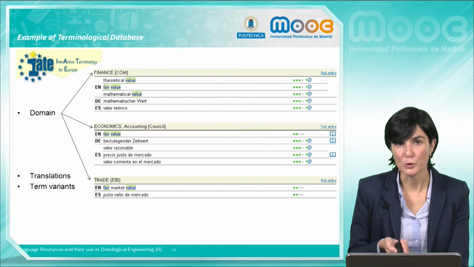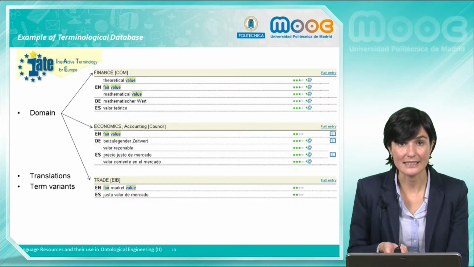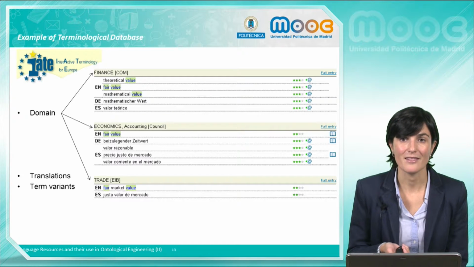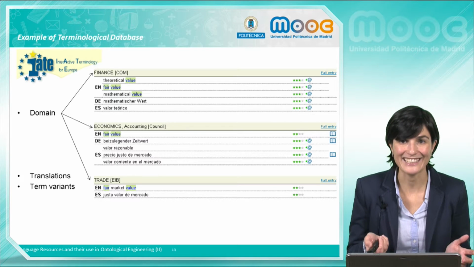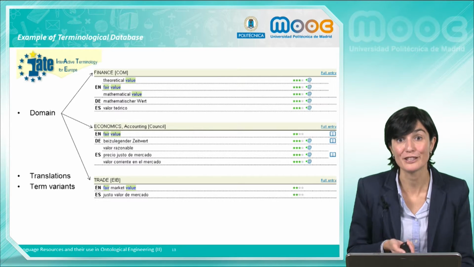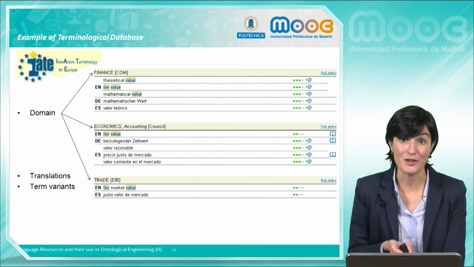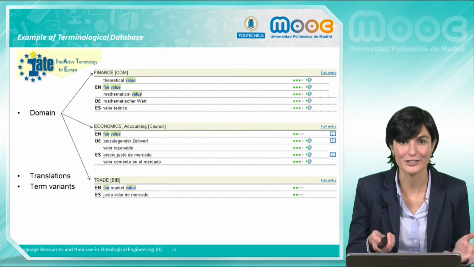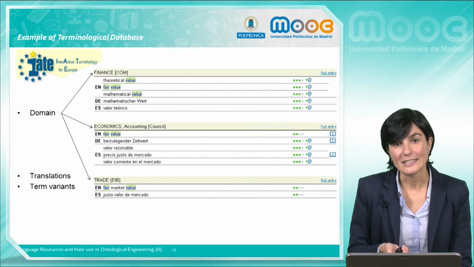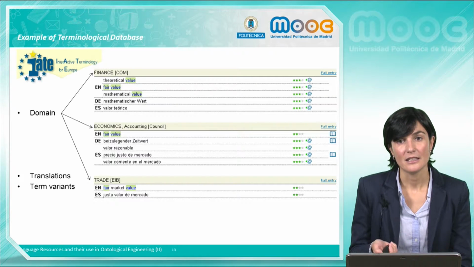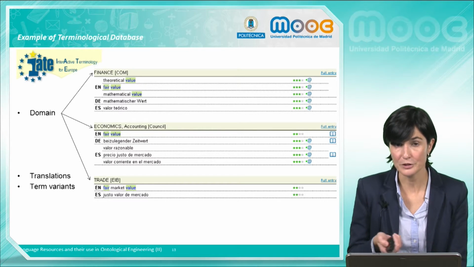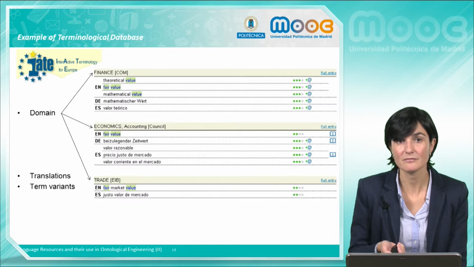So that was WordNet. Our next resource is IATE. IATE is a terminological database, the interactive terminology for Europe. This is a gigantic database with all terms used in the different domains dealt with in the European Union, from finance to agriculture, environment, culture, etc. Terms are associated to domains. And then you get translations in all the languages of the European Union, and also term variants.